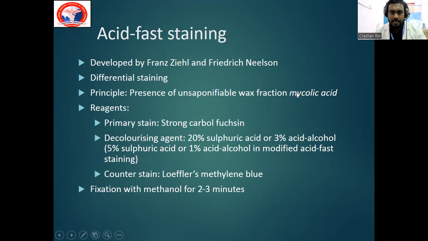The presence of mycolic acid is the most important reason we have come up with acid-fast staining. The reagents include the primary stain, strong carbol fuchsin. The decolorizing agent is 20% sulfuric acid or 3% acid alcohol. The counter stain is loeffler's methylene blue. Fixation will be alcohol fixation using methanol for 2 to 3 minutes.